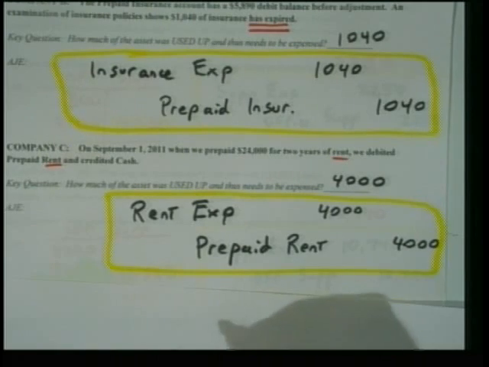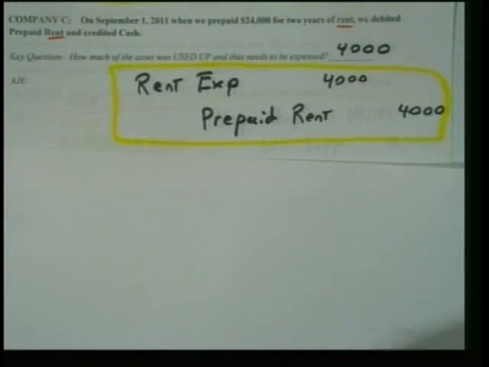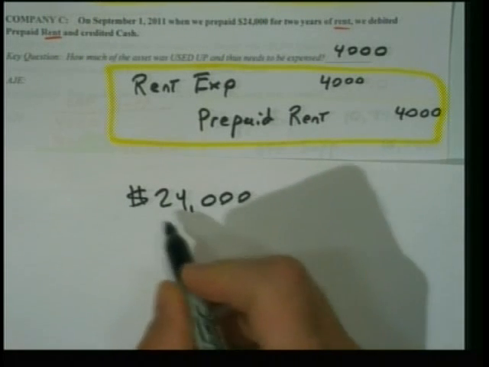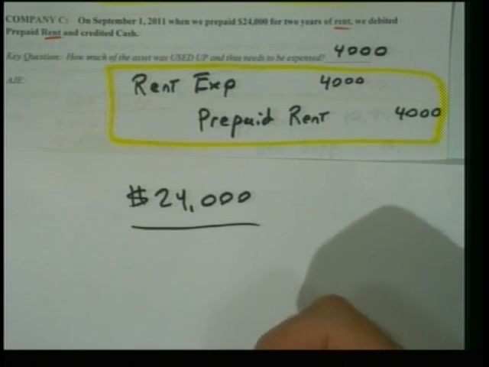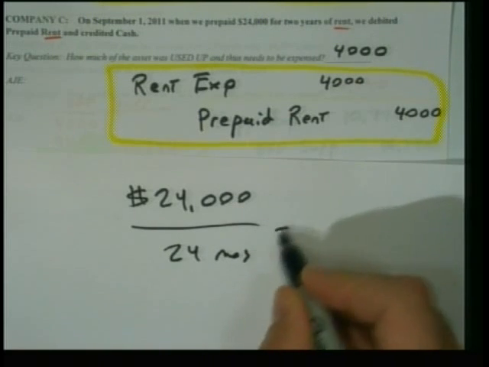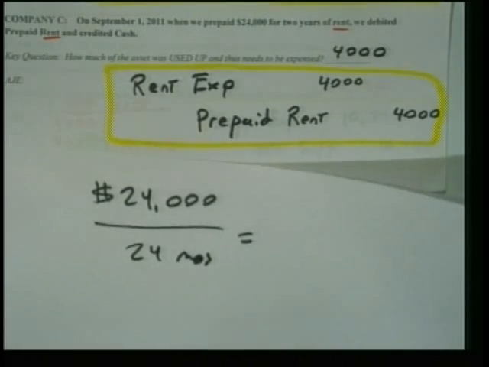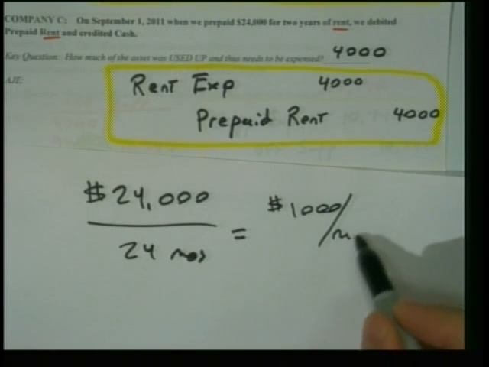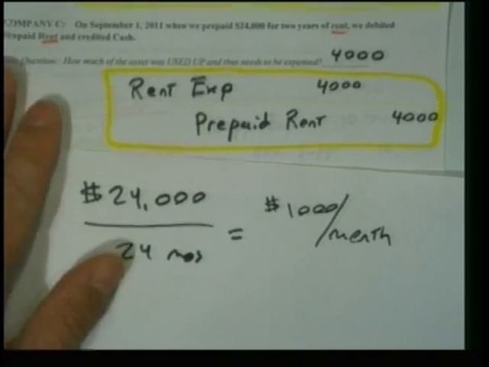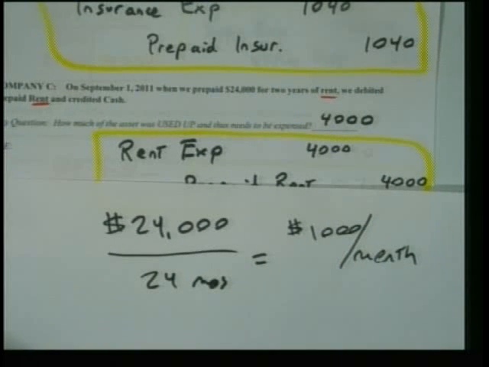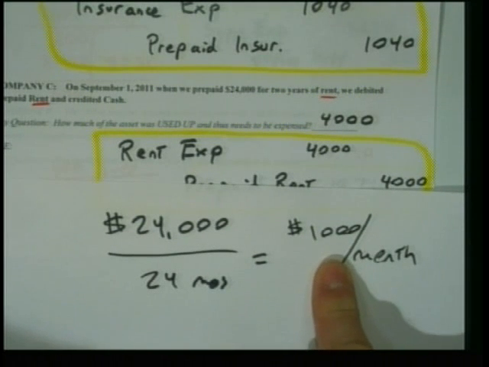They paid $24,000 for 2 years of rent, right? And how many months is 2 years? 24 months, right? So basically, what are they paying per month? Okay, so on September 1st, they gave us $24,000 for 2 years of rent, which is 24 times 1,000.